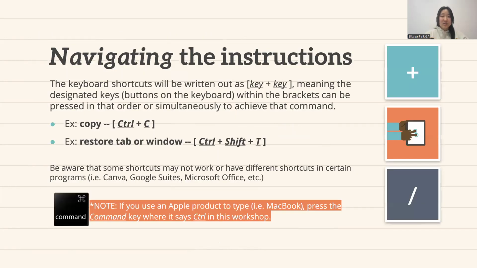So how to read the presentation. The keyboard shortcuts will be written out as key plus key, meaning that the designated keys or buttons on the keyboard within those brackets can be pressed in that order or simultaneously to achieve that command. For example, we have the command for copy, which is Control plus C, and you can press those either Control C in that order, one at a time, or you can press them both at the same time.